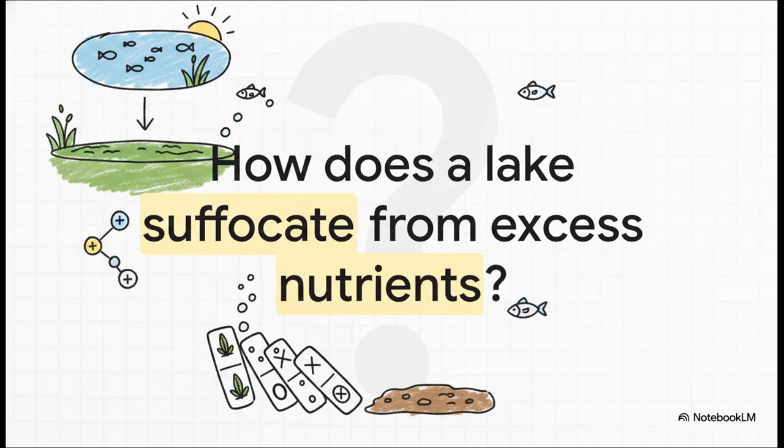Now, you might be thinking, wait a second, if eutrophic literally means adequate and healthy nutrition, how on earth does a lake suffocate from getting too many nutrients? It's a great question, and it's basically a tragic biological domino effect.